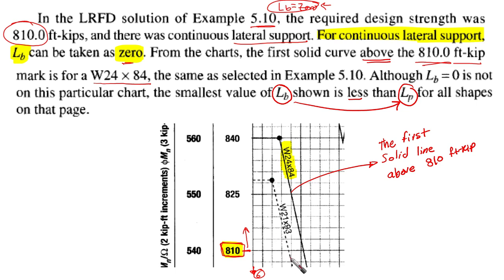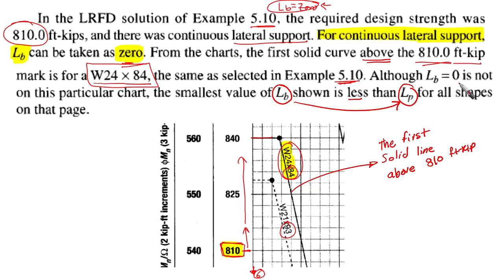So this is not going to be the lightest one. You need to go up until you reach the solid curve. The solid curve here is W24 by 84. It's lighter, of course, than the dashed line, the same as selected in example 5.10. If you revisit our video before, maybe I have worked this example. I'm not sure if I've worked it or not, but anyway, you're going to find it in the textbook. And this is only an illustration of how we can use the curves.